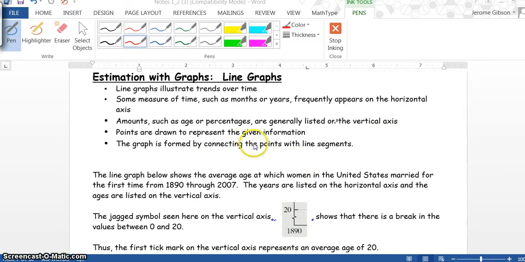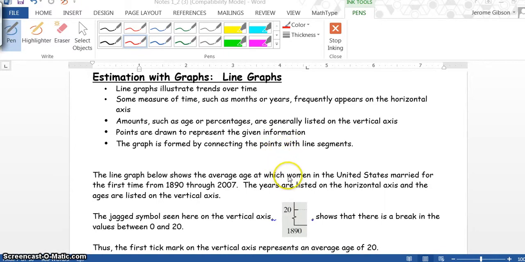Now we have estimation with graphs, line graphs. Line graphs illustrate trends over time. Some measure of time, such as months or years, frequently appears on the horizontal axis. Amounts such as age or percentages are generally listed on the vertical axis. Points are drawn to represent the given information. The graph is formed by connecting the points with line segments.